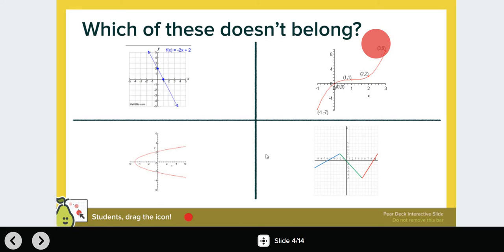Which of these is not a function? Remember, we used the vertical line test. So what we're going to do is take a straight edge, or even move this circle up and down. If it only touches one point, we're good. But if our vertical line touches 2 points, then it's not a function. So that's not our function.